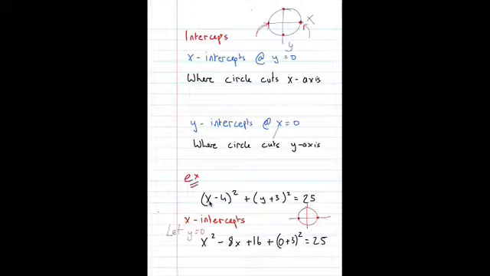It's a bit confusing. Try and think of it as the opposite. To find where it crosses the x-axis, we let y equals 0. To find where it crosses the y-axis, we let x equals 0. And you just multiply out the brackets. And more than likely, then you'll get a quadratic equation there. And you just break that down.